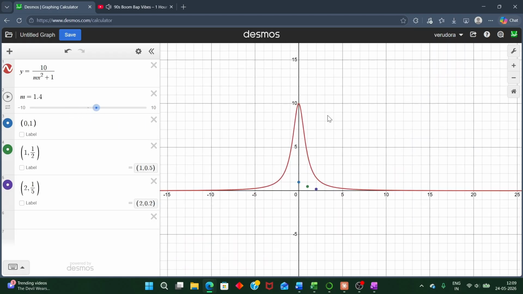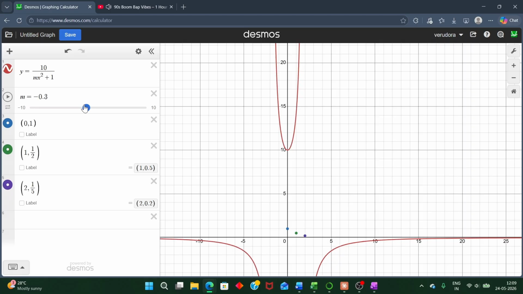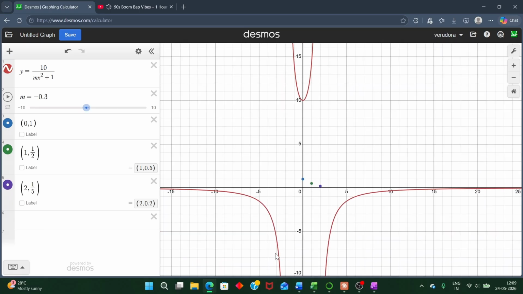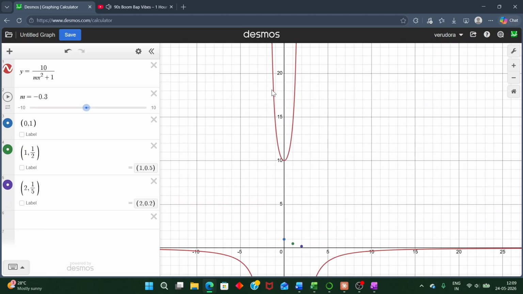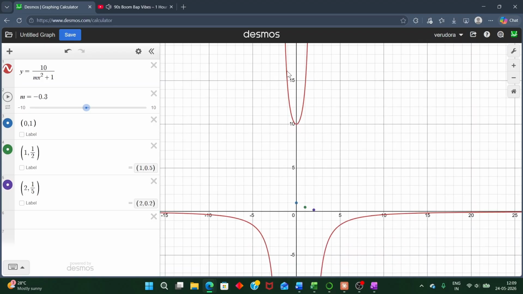And it's really fascinating to see how a negative value of m makes the graph discontinuous. I would like you guys to kind of reason this to yourself as to why it becomes so discontinuous. That's your homework for today.